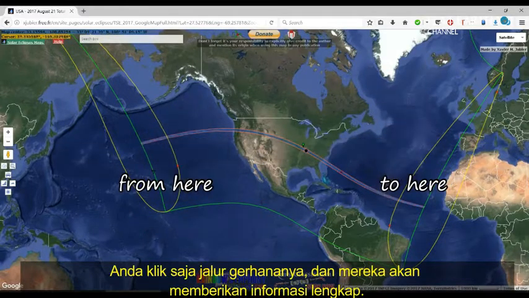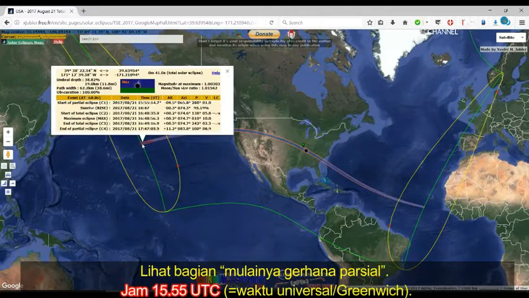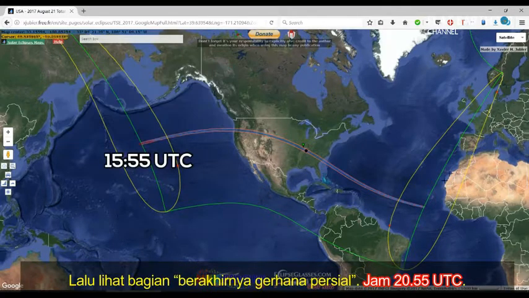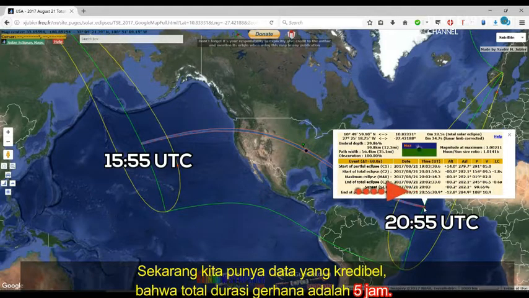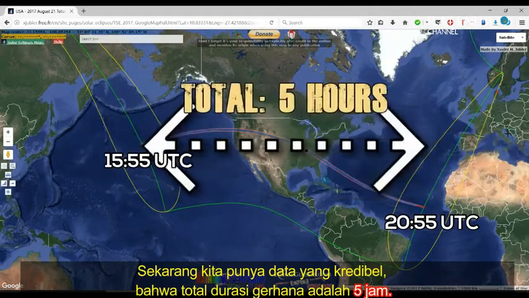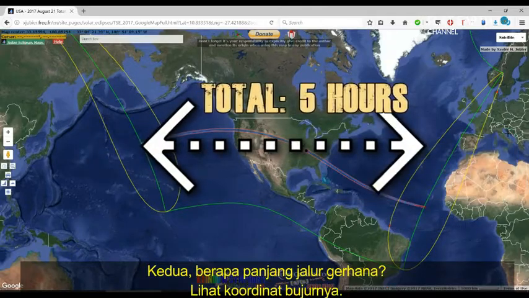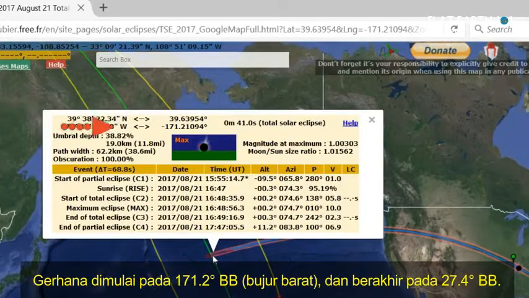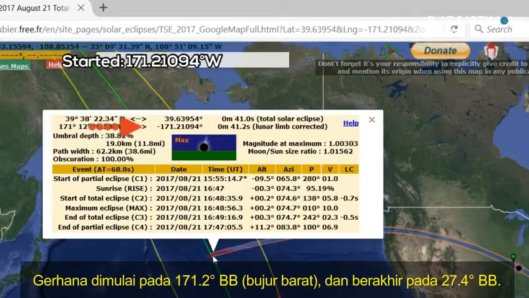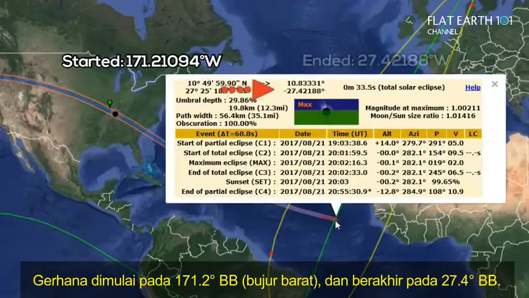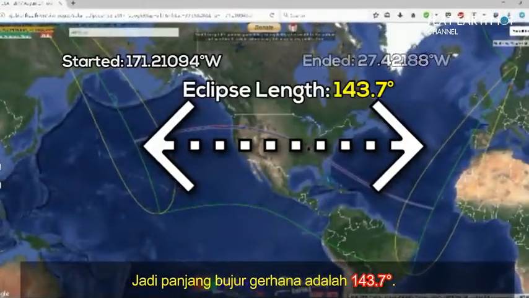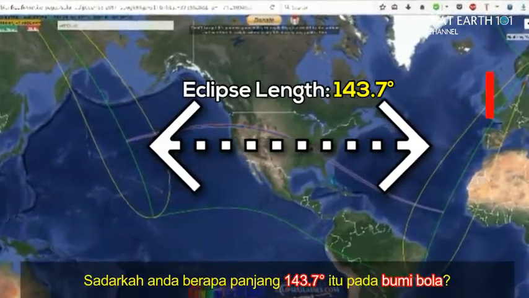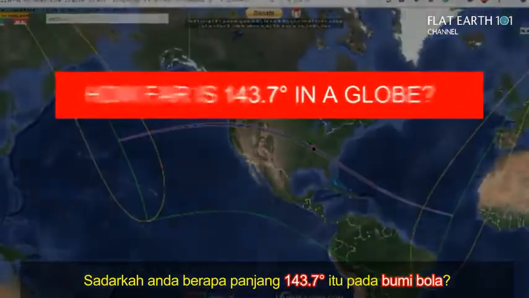You just click the path and they give you complete information. See, the start of partial eclipse is 1555 UTC, then the end of partial eclipse is 2055 UTC. Now we have credible data that total eclipse duration is 5 hours. Secondly, how far is that eclipse length? Take a look at the longitude. It started at 171.2 degrees west and ended at 27.4 degrees west. The eclipse length in longitude is 143.7 degrees. Do you realize how far is 143.7 degrees in a globe?